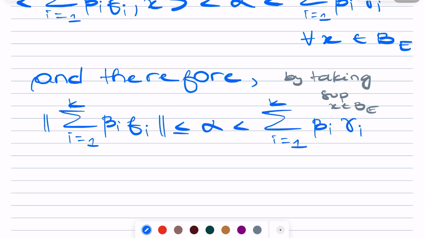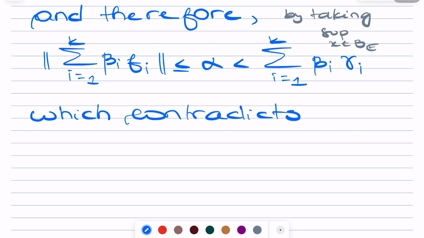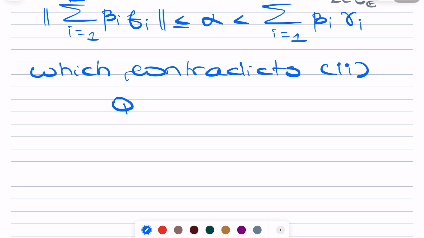But of course, this actually contradicts the initial assumption. Which one does it contradict? Two. Okay, so we are done.